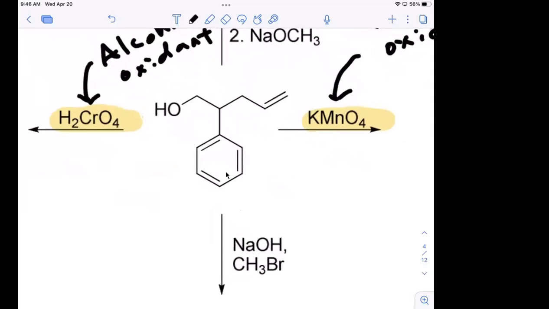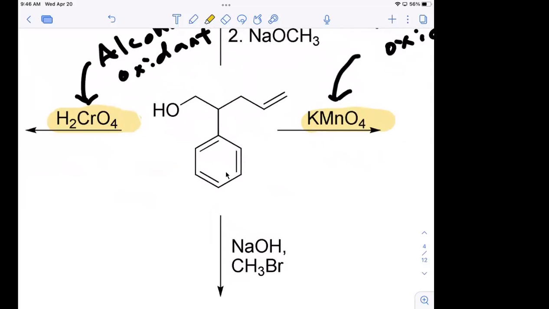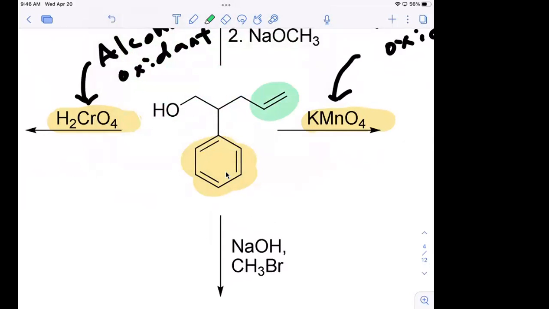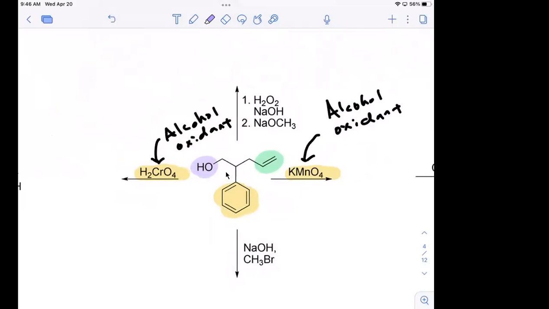Because right here, we've got three different functional groups. We've got an aromatic ring, an alkene down here, and an alcohol over here. It's easy to get confused and say, well, I don't know what's going to happen, you've got three things, anything can happen. But that's not true. If you have an oxidant like chromic acid or potassium permanganate, they're not going to touch the ring. The ring is unreactive without a catalyst. If there's no catalyst present to activate the aromatic ring, then it's not going to do anything.